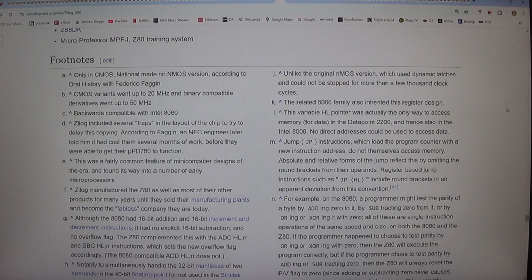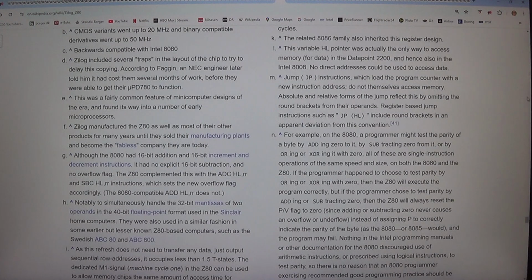10. Unlike the original NMOS version, which used dynamic latches and could not be stopped for more than a few thousand clock cycles. 11. The related 8086 family also inherited this register design. 12. This variable HL pointer was actually the only way to access memory for data in the Datapoint 2200, and hence also in the Intel 8008. No direct addresses could be used to access data.